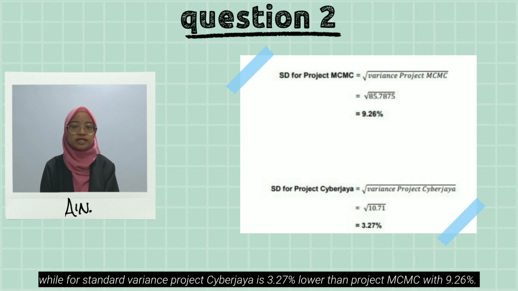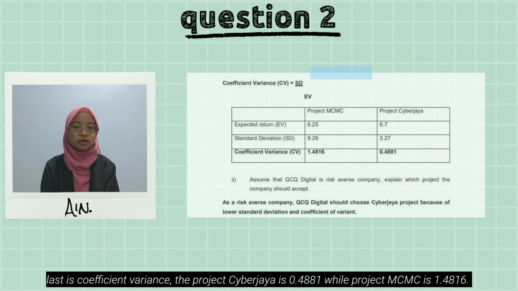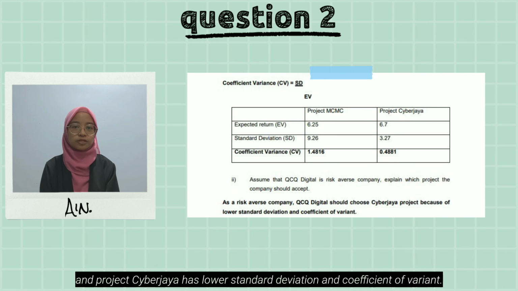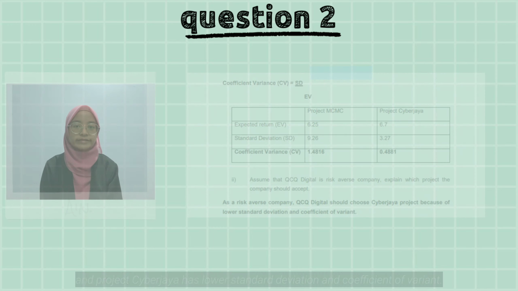While for standard deviation, Project Cyberjaya is 3.27%, lower than Project MCMC with 9.26%. Last is coefficient of variation. Project Cyberjaya is 0.4881, while Project MCMC is 1.4816. Therefore, QCQ Digital should choose Project Cyberjaya because QCQ Digital is a risk-averse company, and Project Cyberjaya has low standard deviation and coefficient of variation.